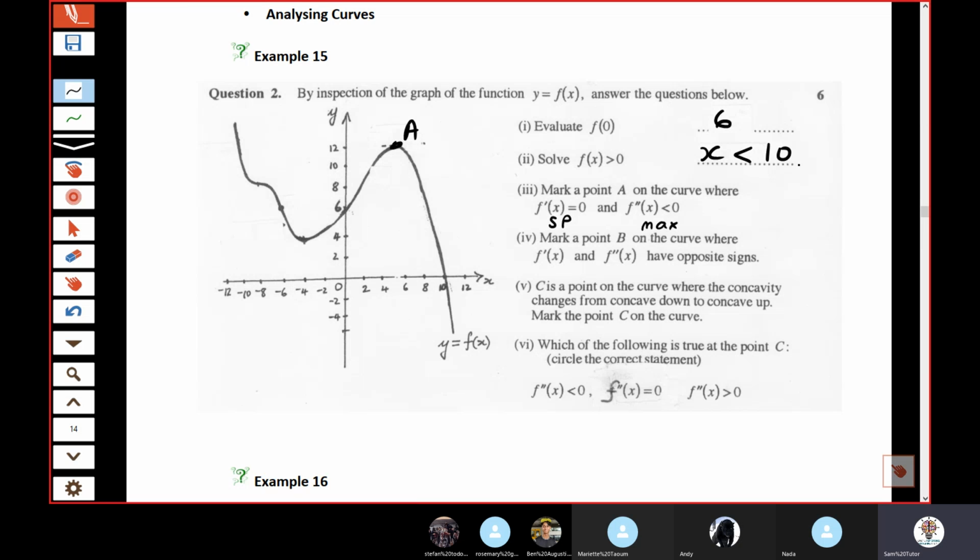Makes a whole lot of sense when I write the answers now, doesn't it? That's what I'm trying to get you to think for yourself. You're going to be like, come on, it does make sense. Mark a point B on the curve where these two have opposite signs. It doesn't matter what they are, just opposite. So that means pick. What do you want for the first one? Positive or negative? Pick. Positive, that means the next one must be? What does it mean if y dash is positive?